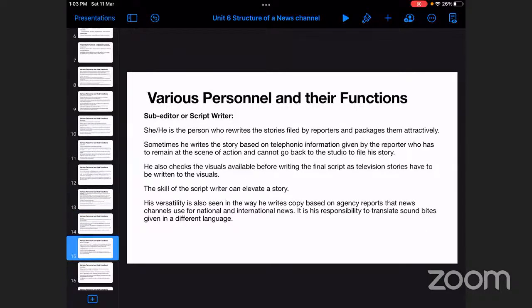Another important person in a news channel is the sub-editor or script writer or copywriter. We call him a copywriter also. He is the person who fine-tunes the copy sent by the reporter. And earlier we also discussed, for example, any accident: the reporter filed one story on an accident. So sometimes this copywriter or sub-editor may link it with another previous incident.